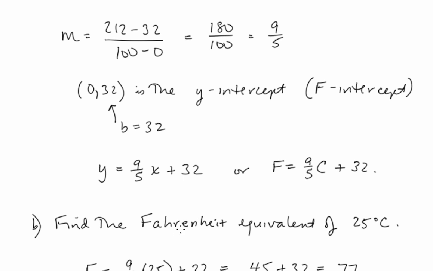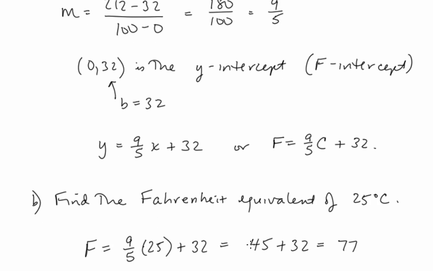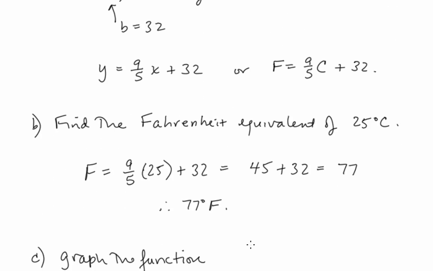In part B, it says find the Fahrenheit equivalent of 25 degrees Celsius. Okay, so we're plugging in 25 for c. Doing a little simplification here gives us 45 plus 32. That's 77 degrees Fahrenheit for f.